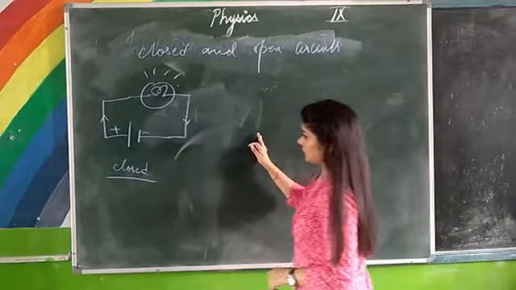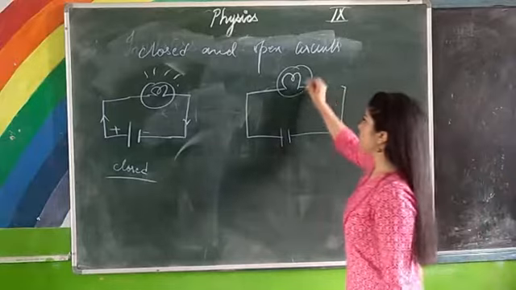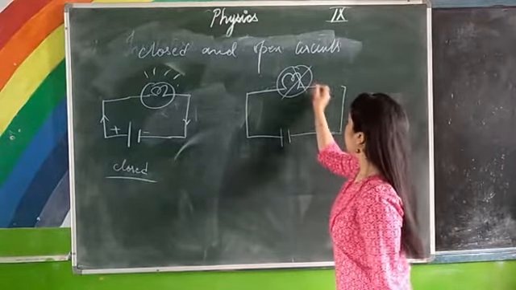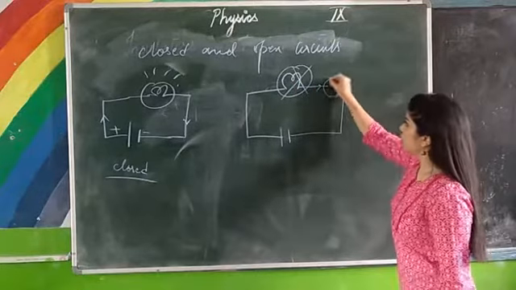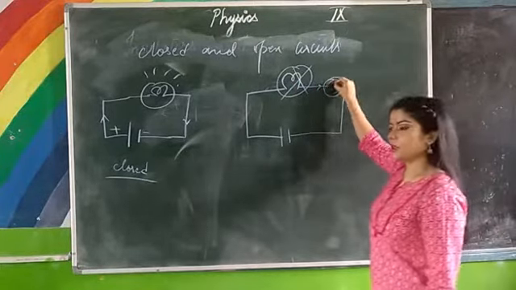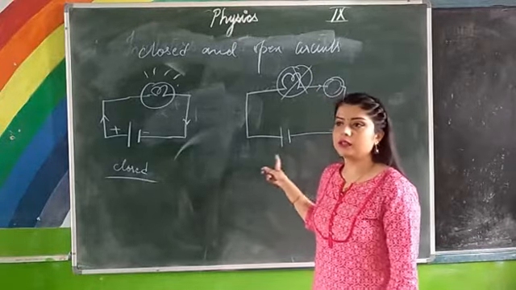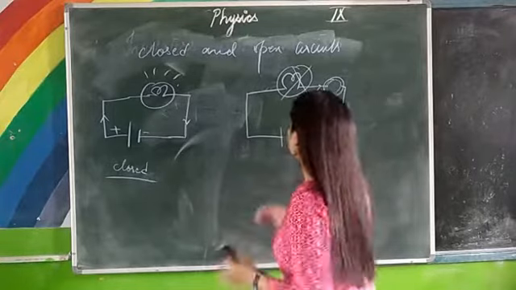Suppose now in the next one we have a battery and we connect it to a bulb, but here the circuit is not complete. It is open, not connected in between. The bulb will not glow because the circuit is not completed, and current will not be able to flow from this point to this point. There is a breakage, so the current will not flow, and this is known as an incomplete circuit.